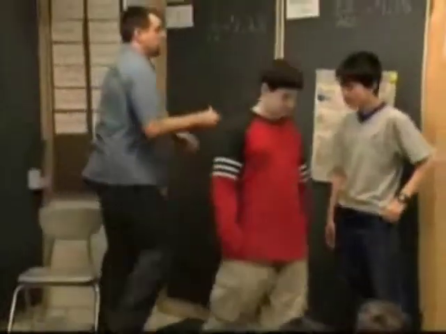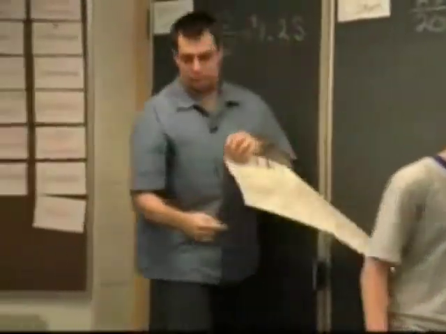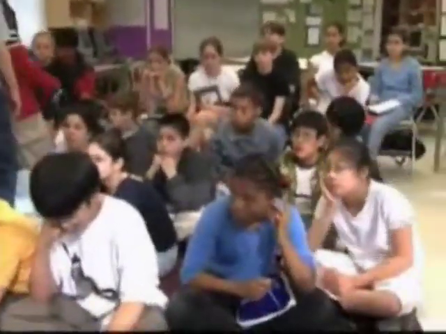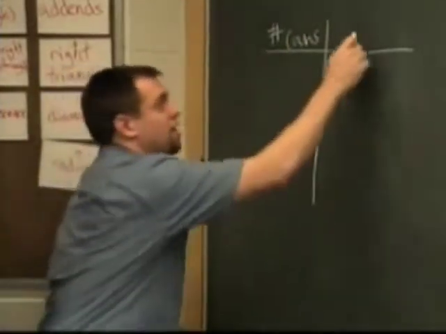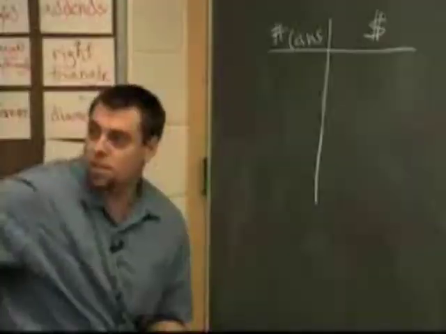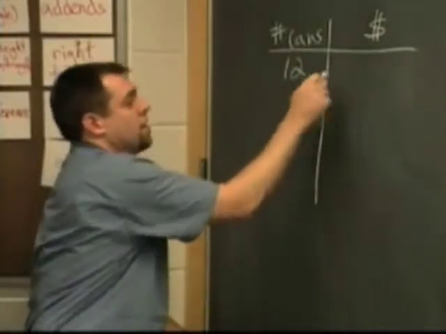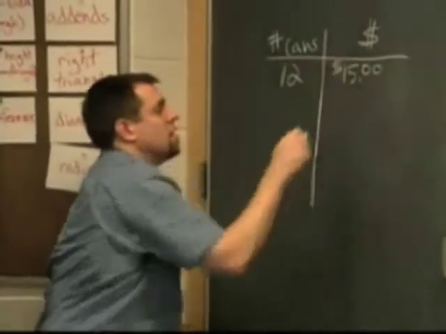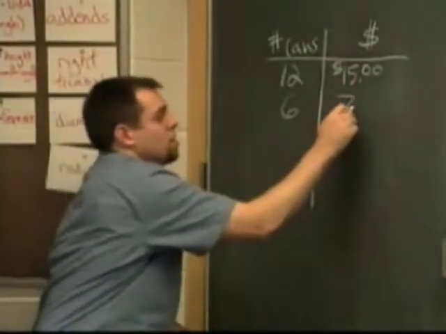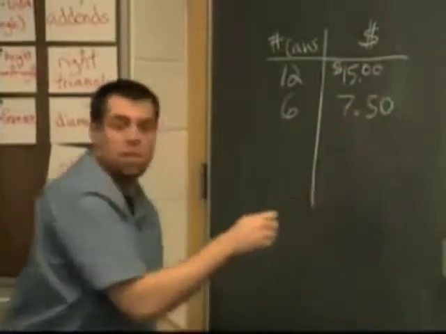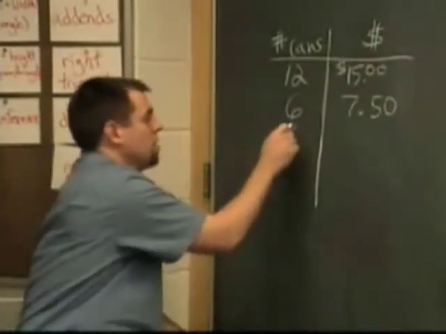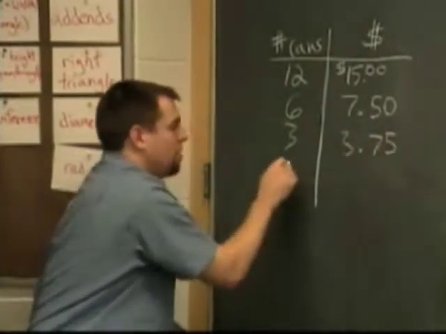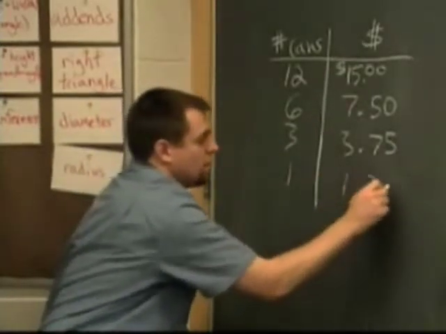I'm gonna keep track of the things that they did in a slightly different way than they did it. I'm gonna put it in a T-chart, and I want to be able to see the number of cans like they had, and then also the price. They started out at Bob's store with 12 cans, and that was $15. And then 6 cans was $7.50. And then 3 cans was $3.75. And then finally they got down to 1 can, which was $1.25.